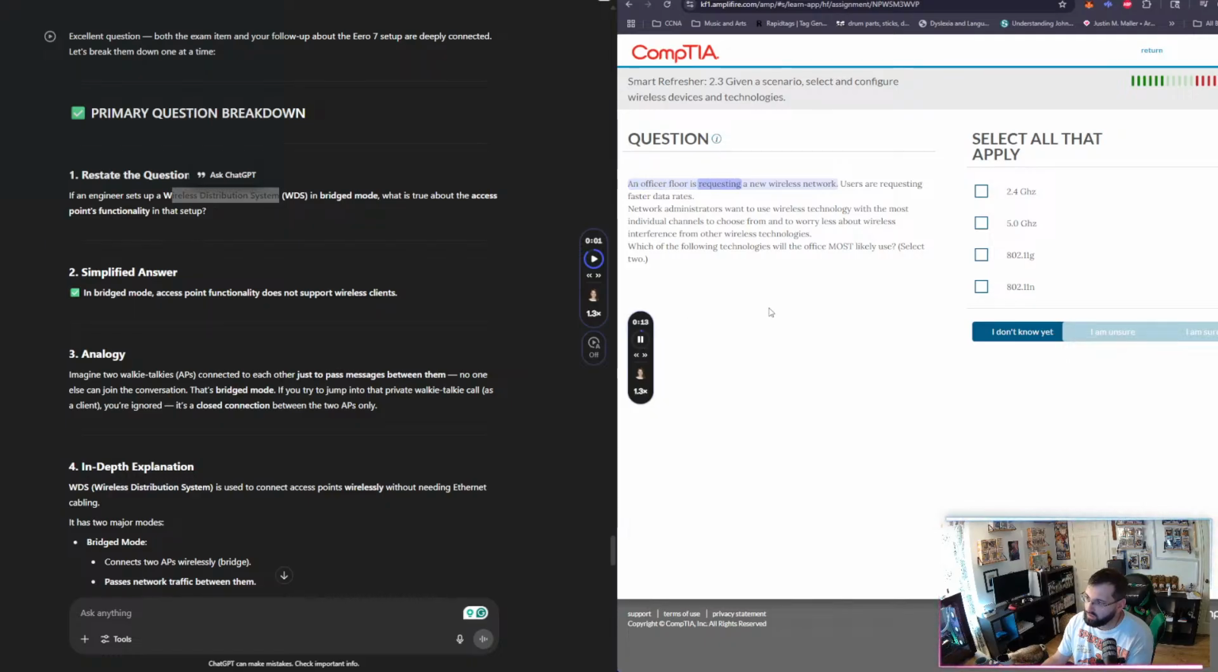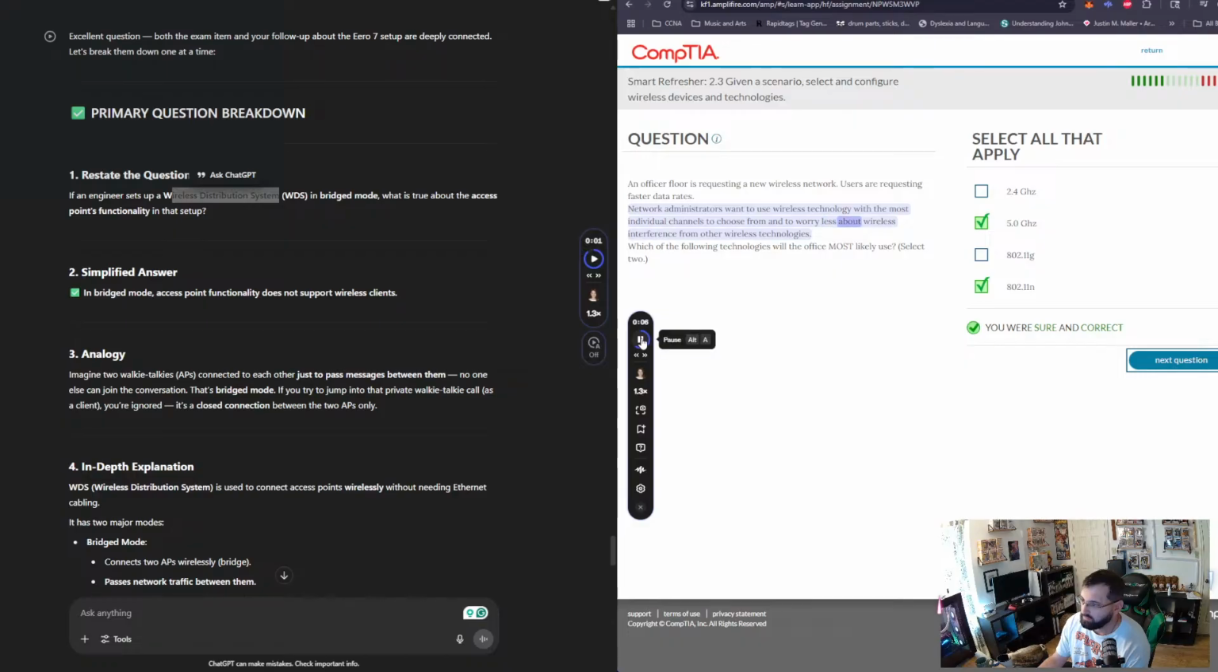An office floor is requesting a new wireless network. Users are requesting faster data rates. Network administrators want to use wireless technology with the most individual channels to choose from and to worry less about interference. G is legacy. 2.4 is going to get clogged.